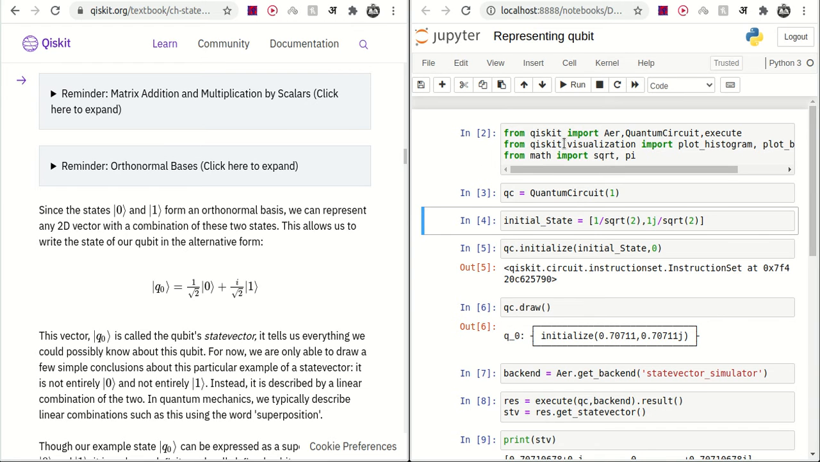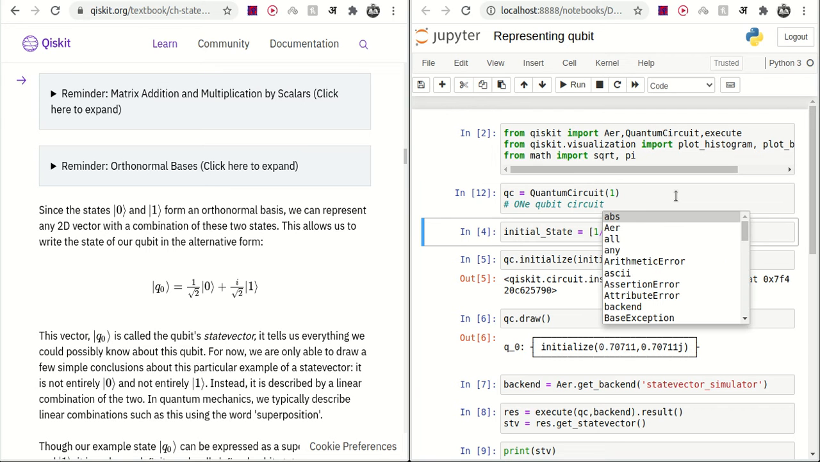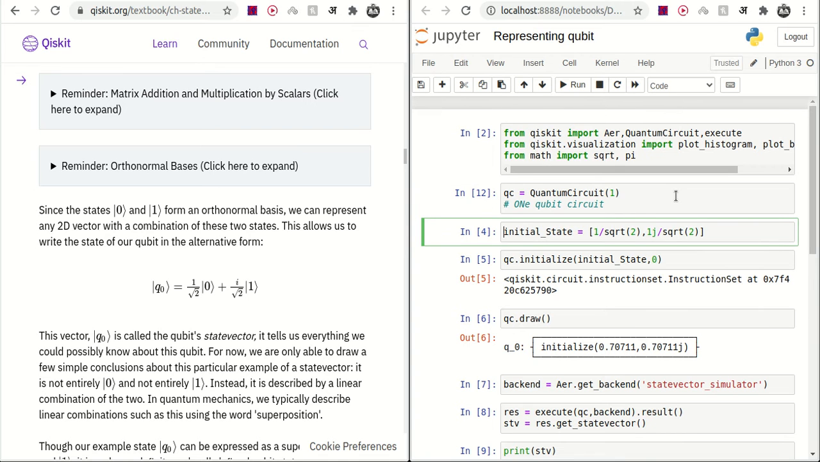Initially we import the necessary libraries. Then we initialize a quantum circuit with 1 qubit. Then we have this initial state. We define this initial state.